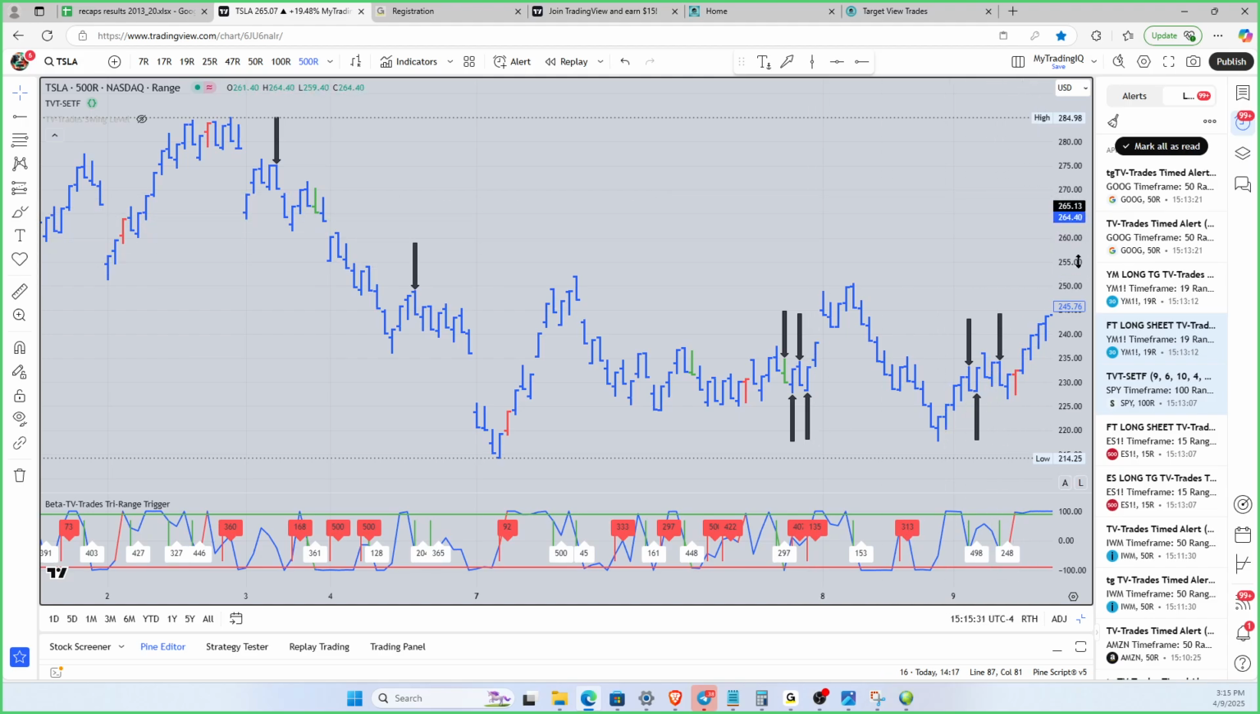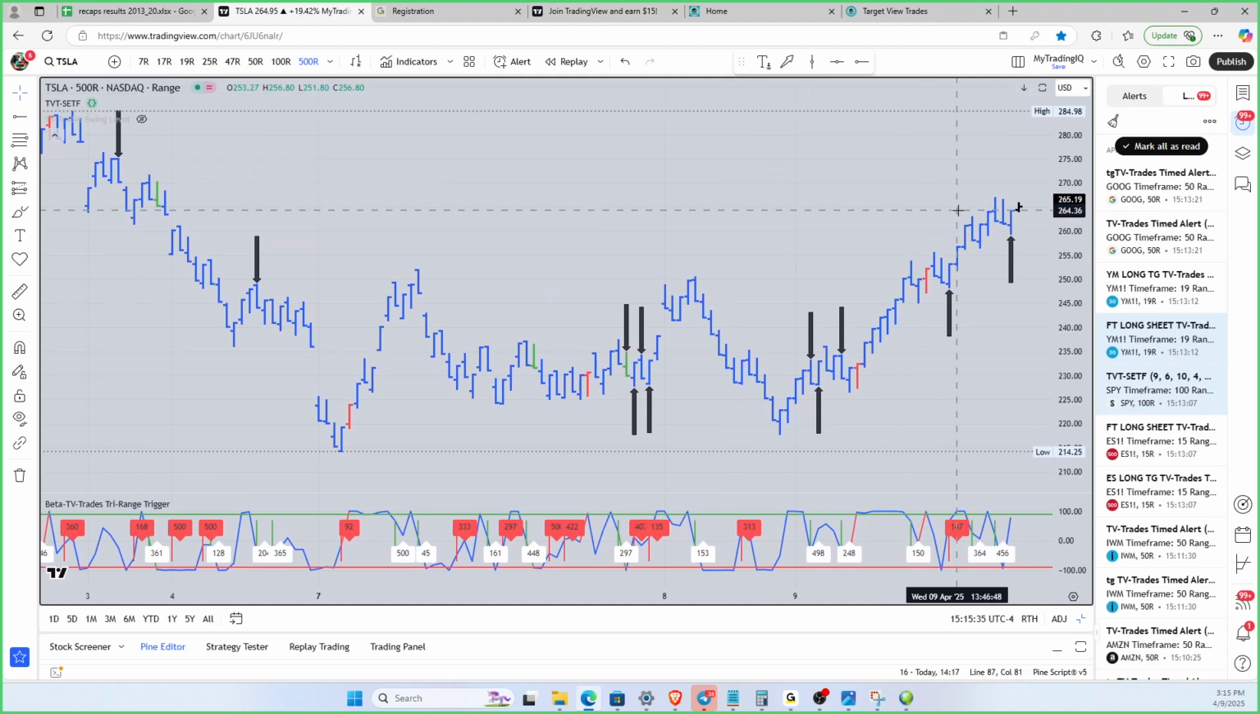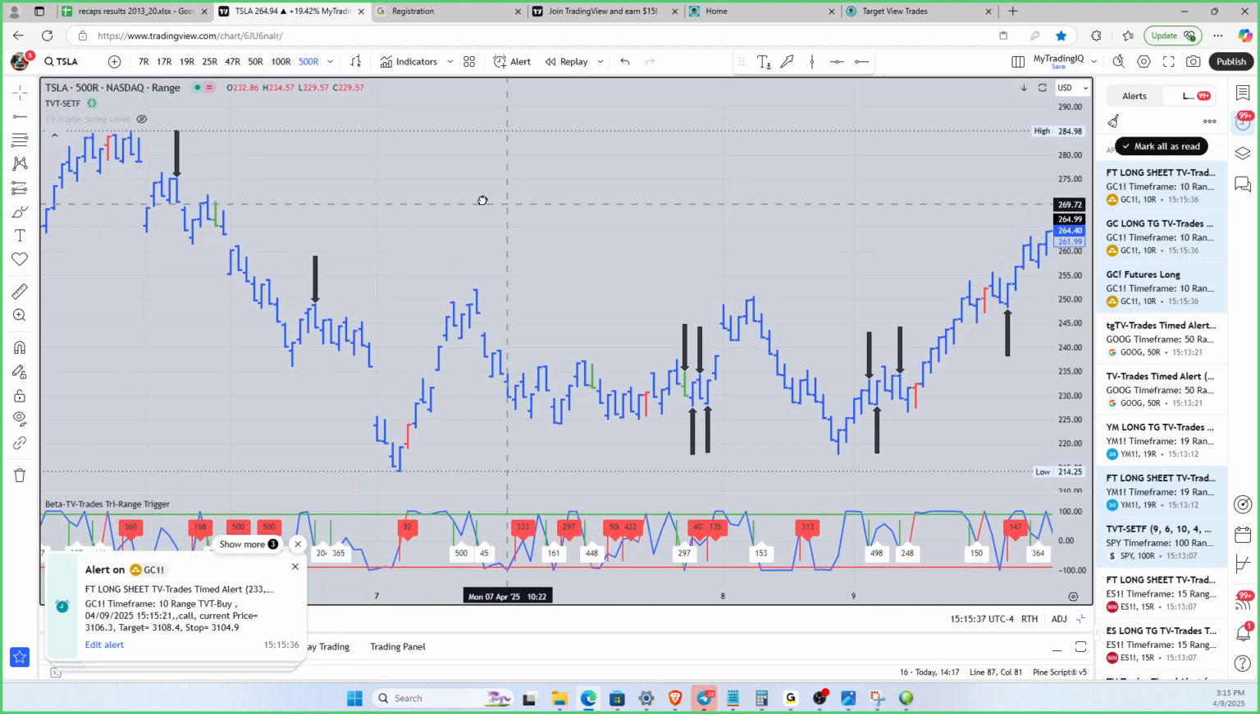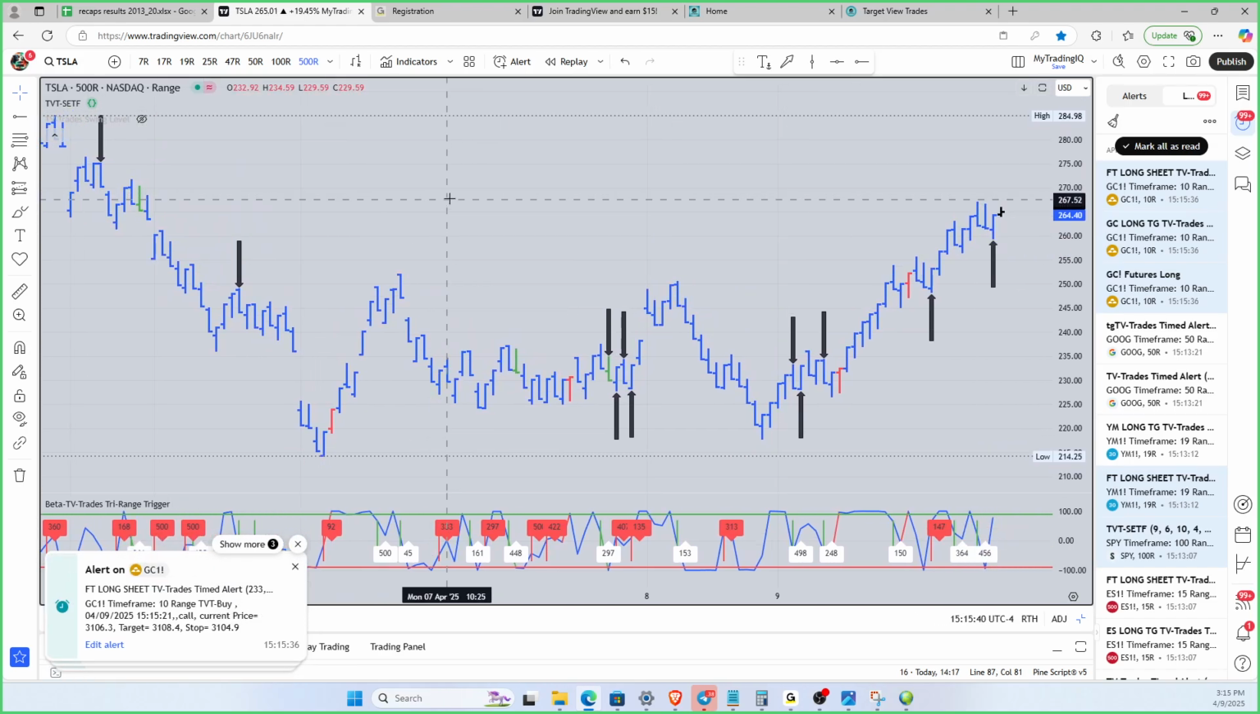Some stocks might be priced 200, but they don't have any volatility at all, so you're not going to get any movement on the 500 range. You have to put it on something that's going to give you some sort of movement. Do you know what I mean?